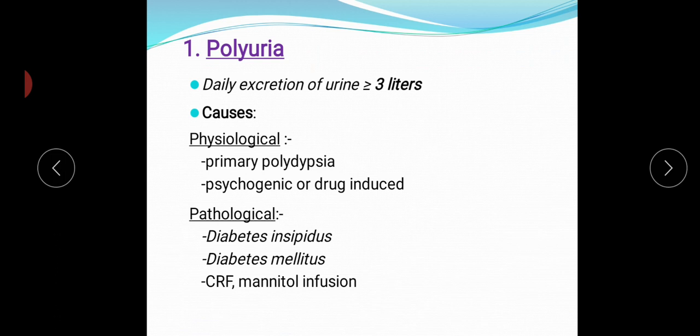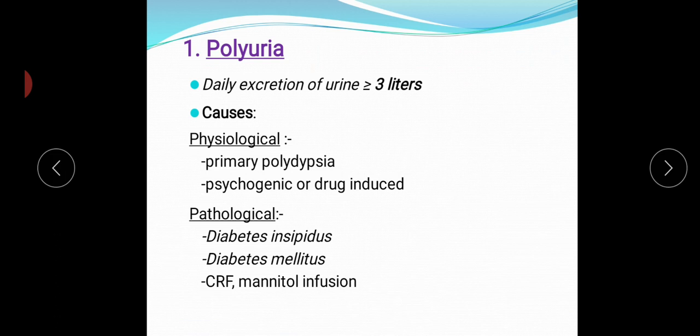It may be physiological or pathological. Physiologically, it may be due to primary polydipsia. If you are drinking an excess of water, it may lead to polyuria. Sometimes it may be psychogenic, or it may be drug induced. Certain drugs have an adverse effect that may cause diuresis. The most common pathological condition that leads to polyuria is diabetes, whether diabetes insipidus or diabetes mellitus. You should know both the terms. Diabetes insipidus we have already discussed previously, where there is excess excretion of water, an excess urine volume output.